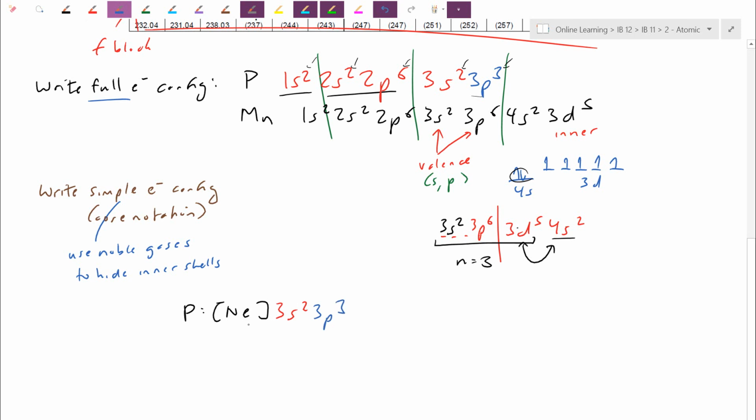So it's like saying, yeah, it has the 10 inner electrons plus these extra 5. These last 5 are going to be the valence electrons. Those are the ones that are of interest.